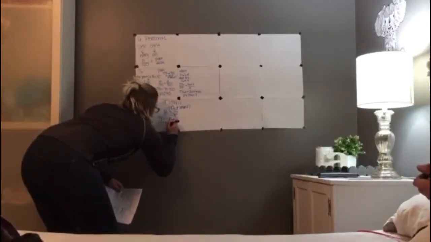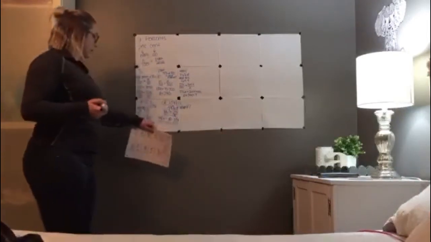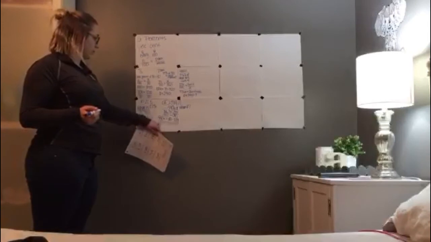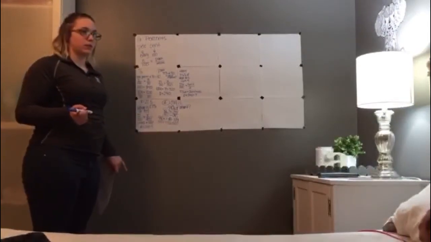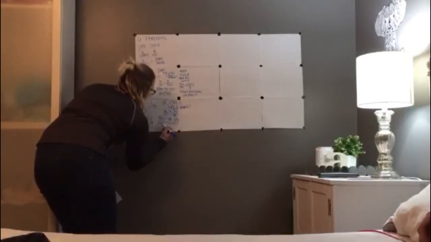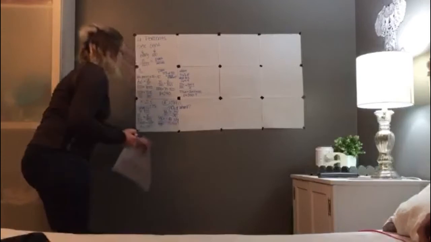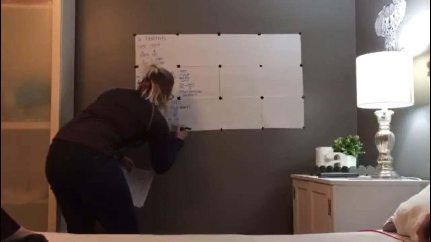48x is equal to 31,400. So then what do you do? What is your next step when you have something next to x and you need to solve? You would divide by 48. Yep. So if you divide by 48 on this side, what would you have to do to the other side? Divide by 48. Good job.